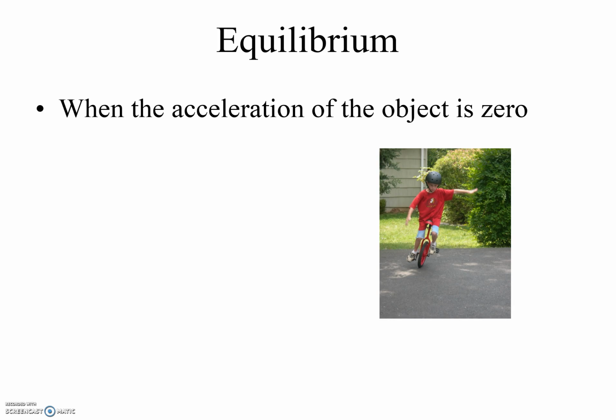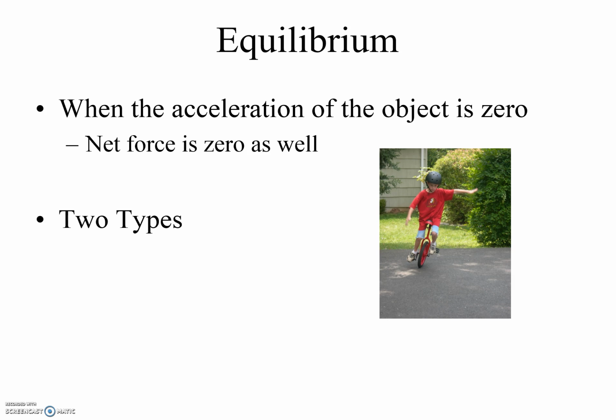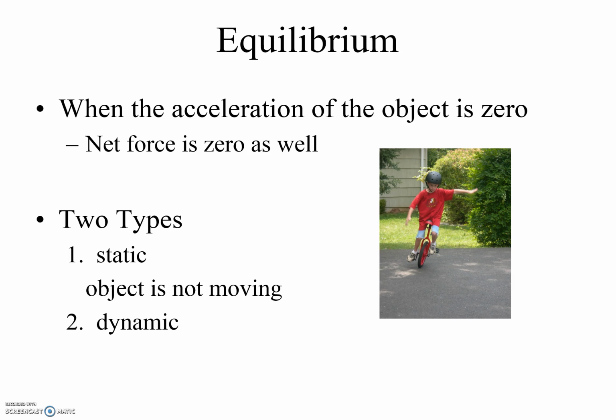Equilibrium. When the acceleration on an object is 0, the net force is 0 as well. And there are two types of equilibrium. There's static equilibrium. That's when the object is not moving. And there's dynamic equilibrium, and that's when the object is moving at a constant velocity.